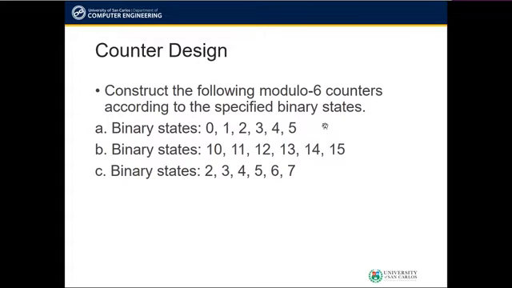For the first one, the binary states or counts are 0, 1, 2, 3, 4, 5. Next, 10, 11, 12, 13, 14, 15. And for the last item, 2, 3, 4, 5, 6, and 7. For the example A, the circuit looks like this.